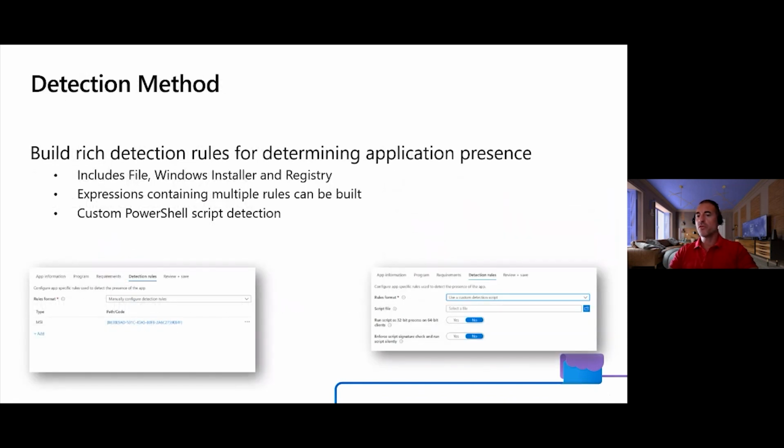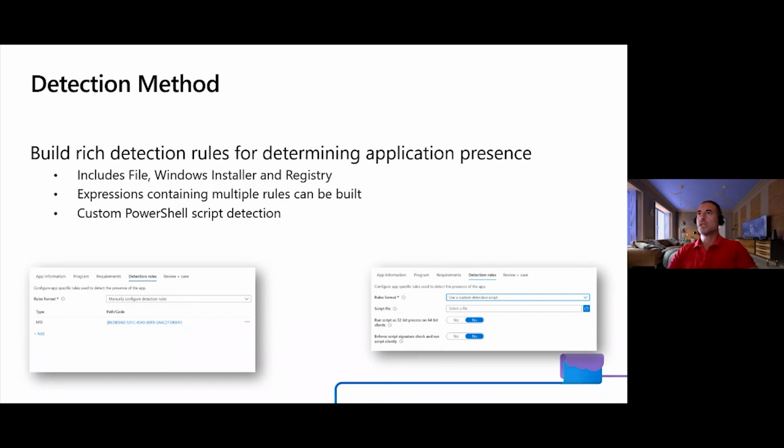Detection method can be used to verify if the application is already installed onto the targeted device. If the application is installed, then Intune won't install the application again, while if it is not detected, then Intune will start installing the application. And for this reason, it is really important to carefully define a detection rule that checks correctly the presence of the application, because otherwise we'll keep installing the application even if it's already there.